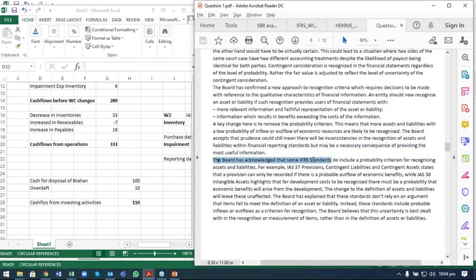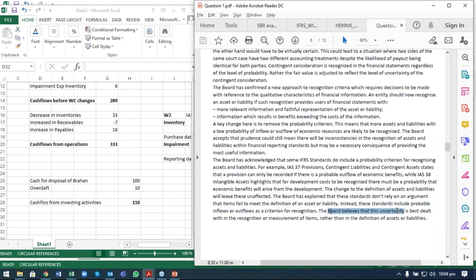The board has acknowledged that some IFRS do include a probability criterion for recognizing assets and liabilities. For example, IAS 37 provisions, contingent liabilities and assets states that a provision can only be recorded if there is a probable outflow of economic benefit, while IAS 38 intangible assets highlights that for development cost to be recognized, there must be a probability that economic benefit will arise from the development towards the entity. The change to the definition of assets and liabilities will leave these unaffected. The board has explained that these standards don't rely on the argument that items fail to meet the definition of assets and liabilities. Instead, these standards include probable outflows or inflows as a criterion for recognition.